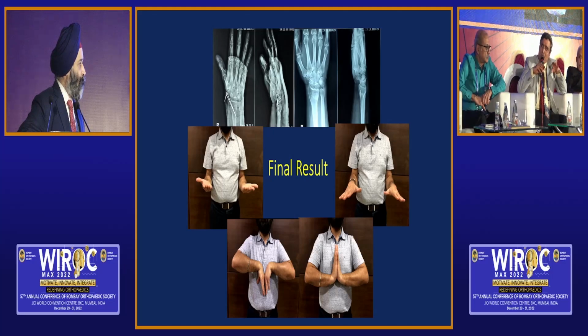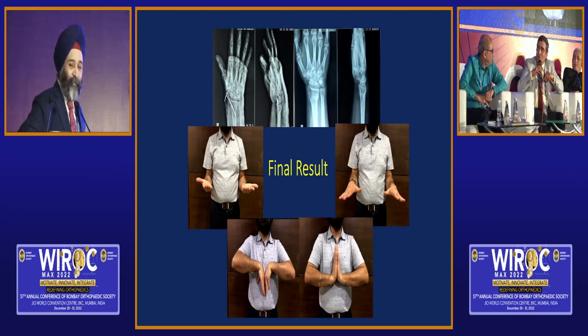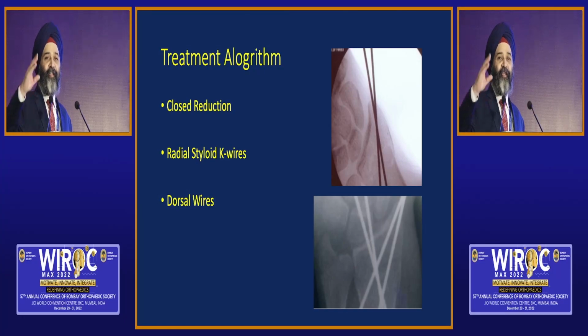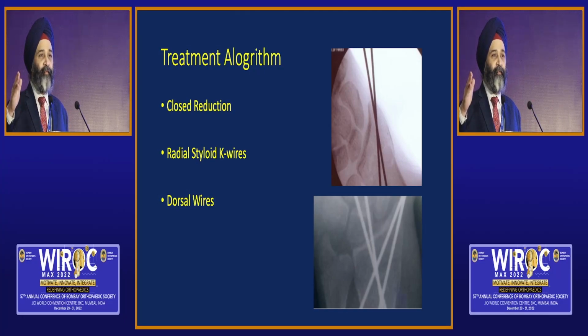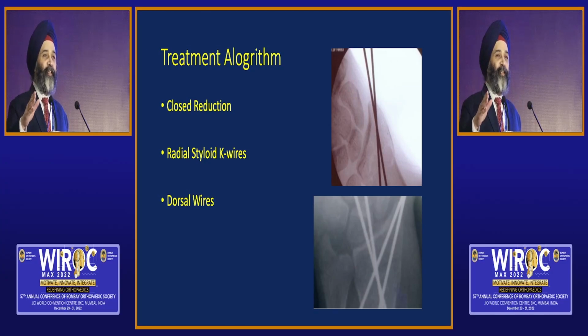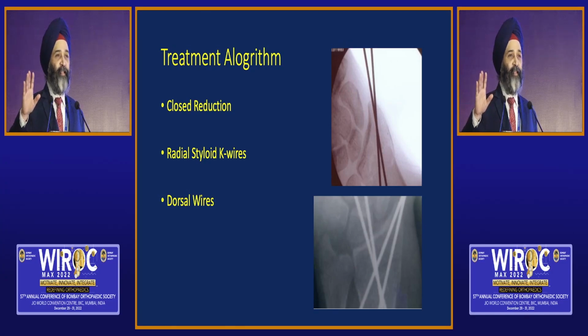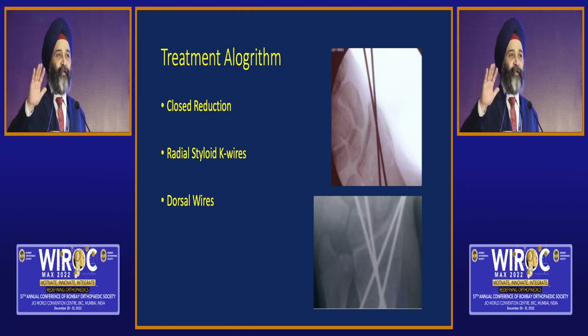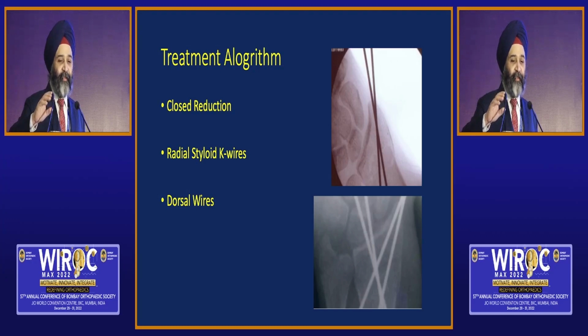But this story doesn't end the same every time. I'm showing further. We'll go further. So the treatment algorithm is you must achieve 100% reduction. If you cannot achieve reduction, wires are not a messiah. Open and achieve a reduction. I'm in no way recommending that wires will take care of your malreductions.